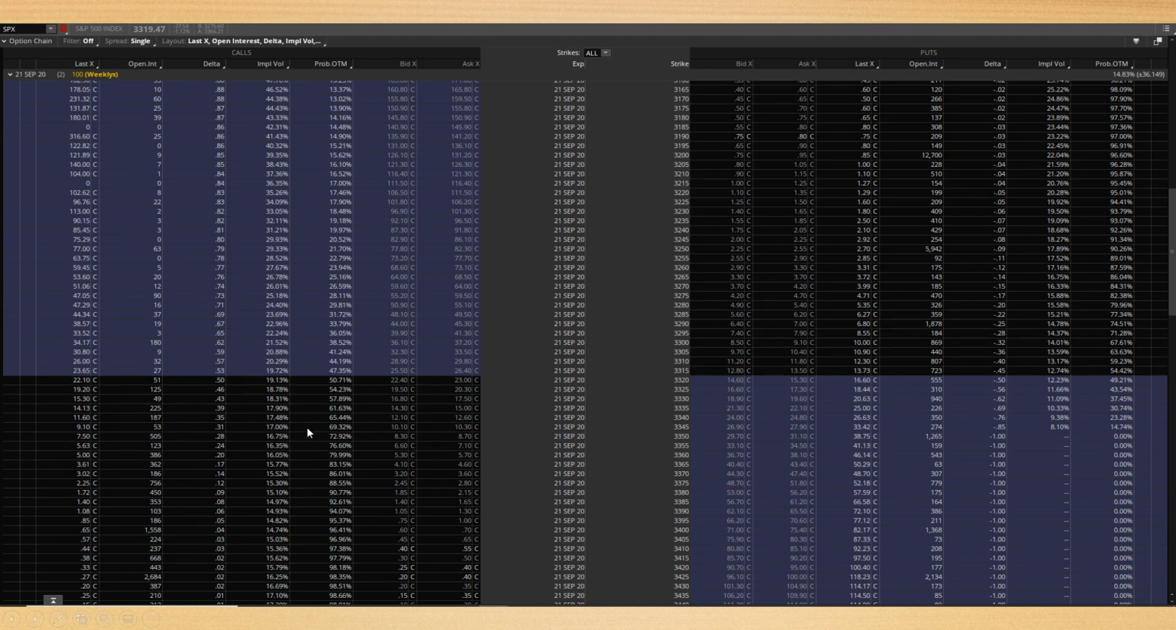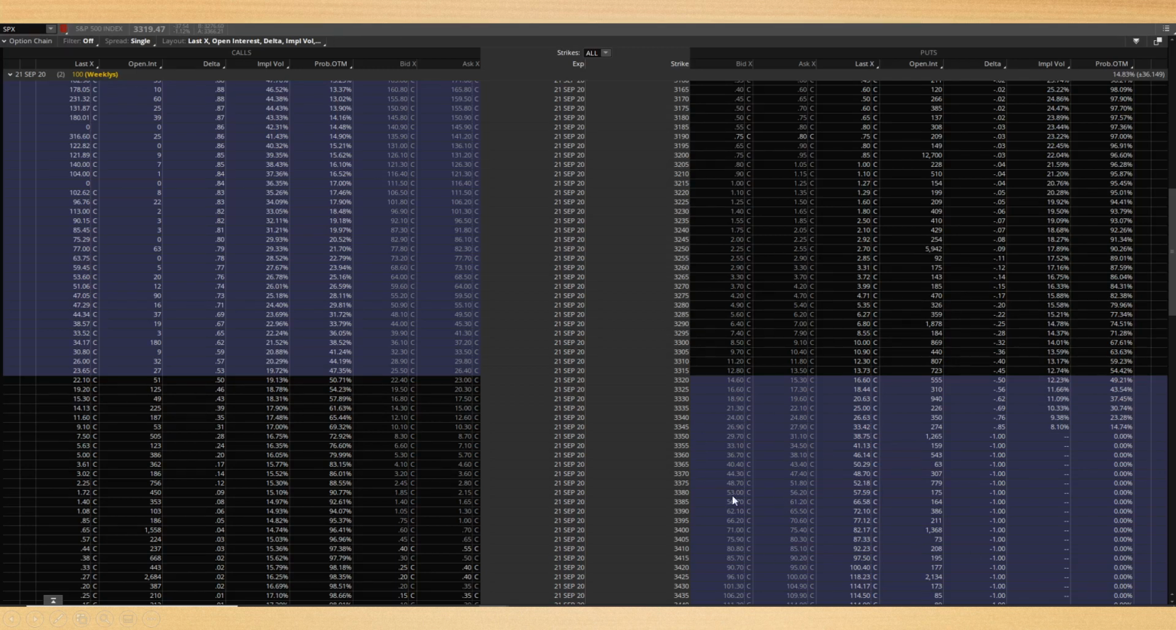Over here on our call side, it starts with a background of black right here, and a background of blue right here. That's a very easy way for you to tell which options are in the money and which options are out of the money. So all this blue, those options are in the money. Over here on these puts, those options are in the money.